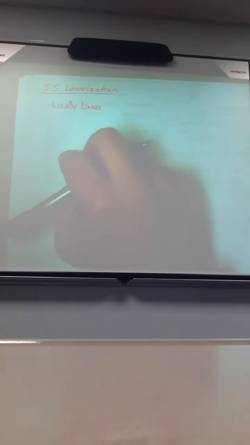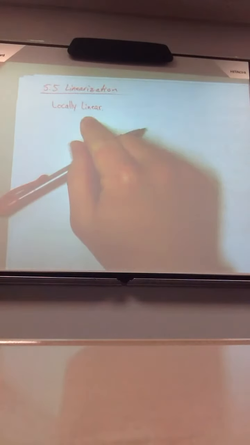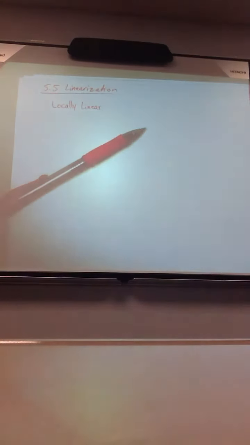It meant if you zoomed in far enough, it looks like a line. Oh, yeah. I don't remember. If you zoom out far enough, it looks like a parabola, but then when you zoom in, it turns into a corner. Yeah, sometimes there were corners and sometimes there were flat spots. Well, locally linear just means if you look at a certain point.